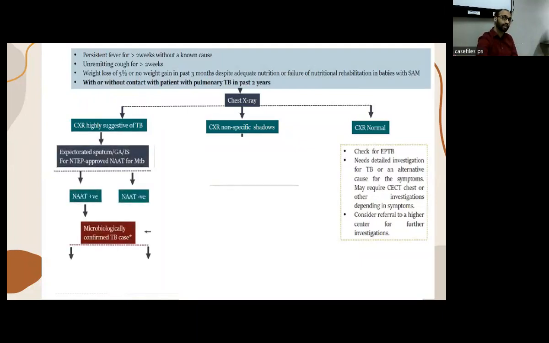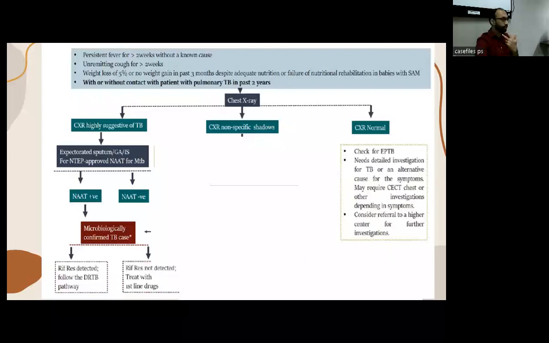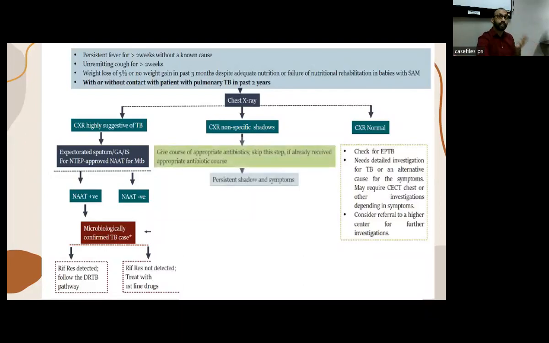If the X-ray is highly suggestive of TB, which we will look at in the next slide, then the expectorated sputum is to be sent for Gram stain, AFB, and CBNAAT, and if that is positive, then it is a microbiologically confirmed case of TB, rifampicin resistance is to be checked, and treatment with ATT is started accordingly. Then, if the chest X-ray is non-specific or the sputum is CBNAAT negative, what do we do?